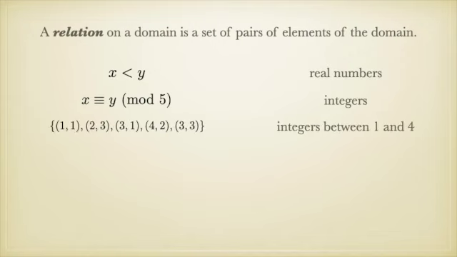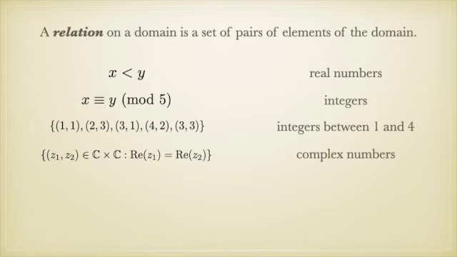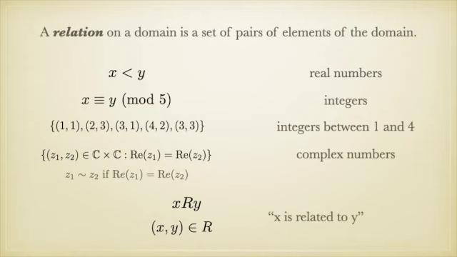But relations can also be defined by specifying a set of ordered pairs of elements that are related to each other. For example, a relation on the set of complex numbers would be specified by the set of pairs z1, z2, or it can be specified as z1 is related to z2 with the condition. We therefore can use either the notation xRy or the pair xy is in R to express x is related to y. For this video, I'm going to stick with the notation xRy.